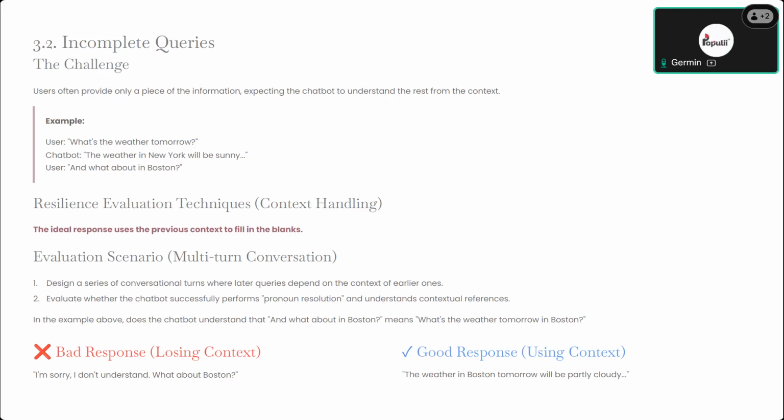So a truly resilient chatbot is one that can handle conversations just like humans do, smoothly, naturally, and with memory of what was said before. Because in the end, context is what makes communication feel real.